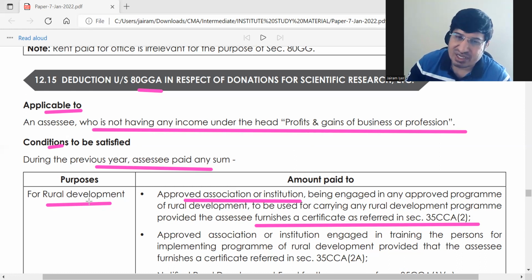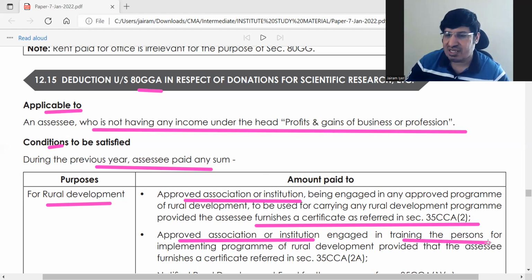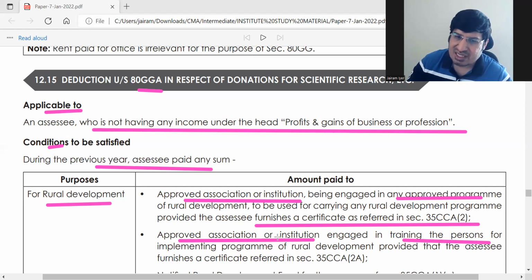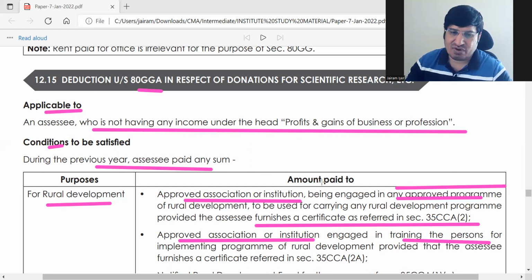For rural development. Second is he has paid for approved institution, which is giving training to persons for implementing rural development program. So both of these, 35CCA, we have seen in PGBP. So first thing क्या है? It is engaged in rural development program. Second thing is the approved association or institution is giving training to these people who are engaged in approved rural development program. तो इसका मतलब क्या है? What are the first two points which we have got?